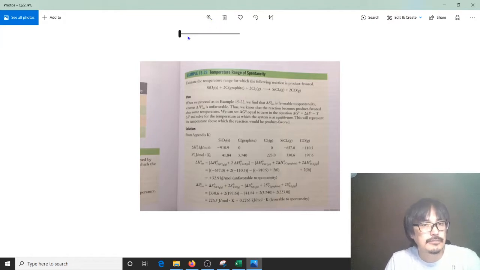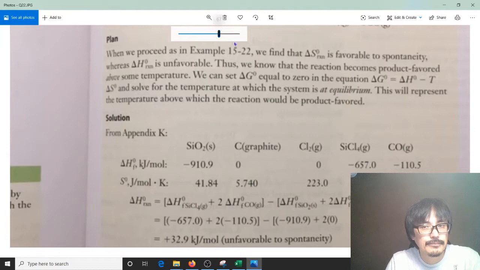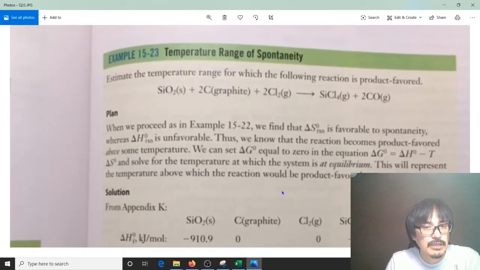Okay, so basically you have this reaction right here, and then you're supposed to find the temperature range for this reaction to be product favored. Product favored means that it's spontaneous, going from left to right.